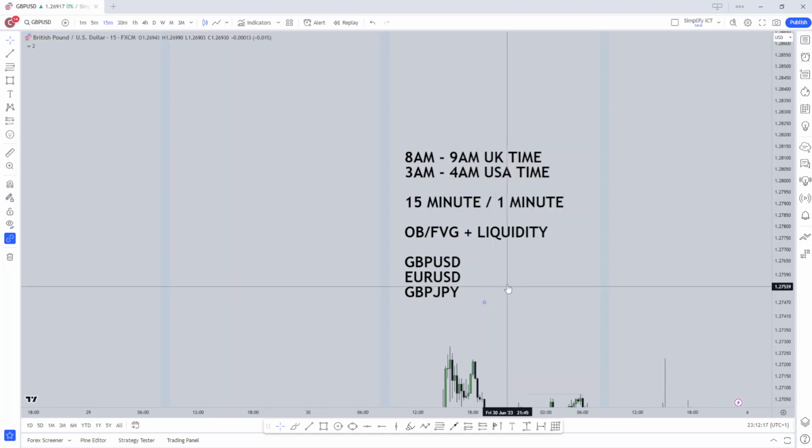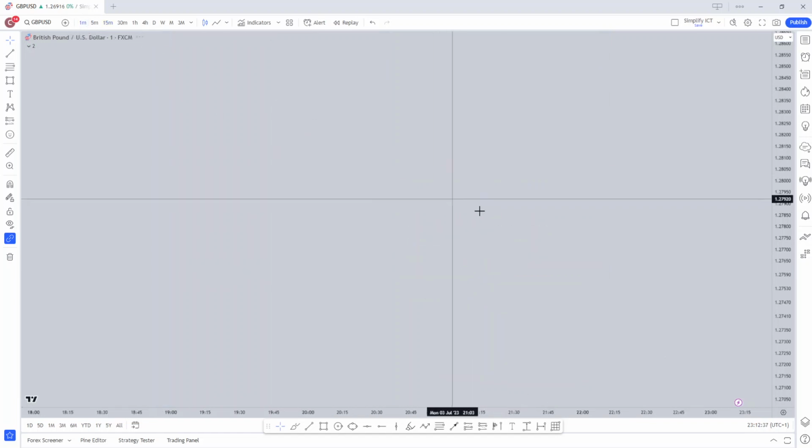You guys should backtest these pairs yourself and see what works best for you. However, I found the most success with these three pairs. In general, all ICT strategies do work with all these pairs. However, my favorite pair to use this on is GBP USD and Euro USD. My personal favorite is GBP USD, however, so you guys should definitely go check that out. So let's get straight into it.